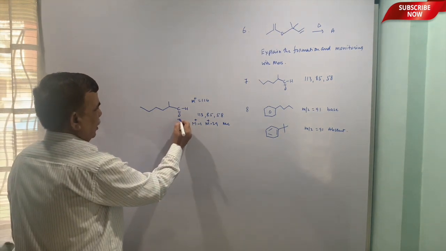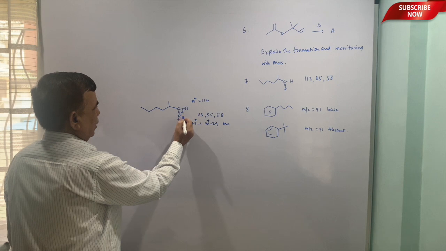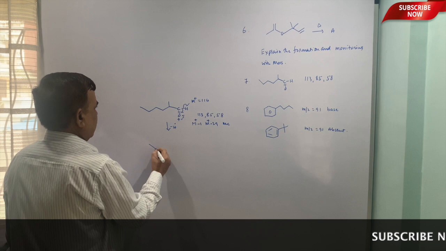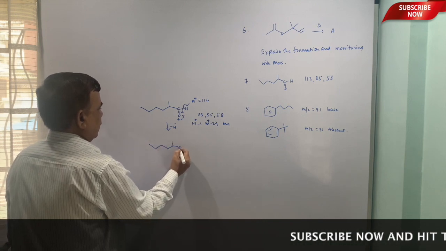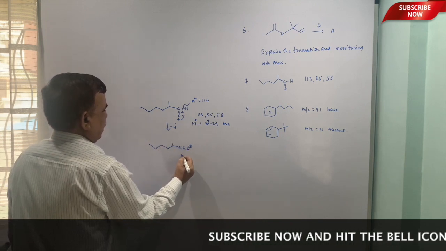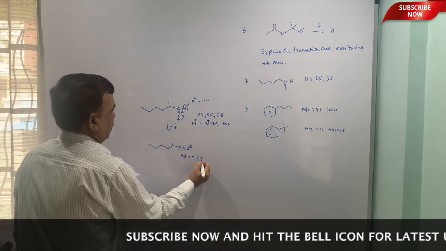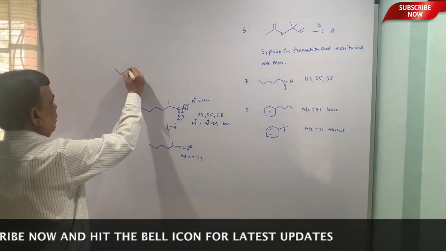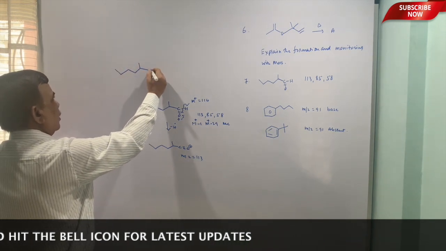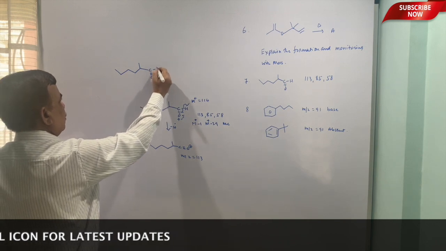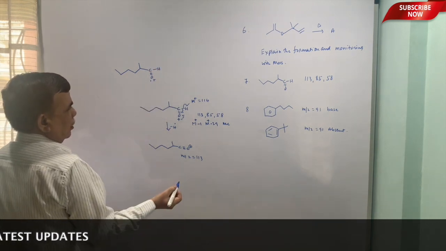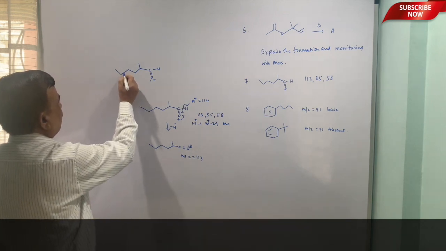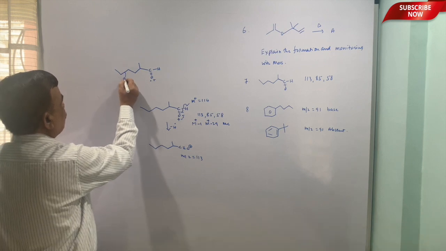So, let me put radical cation here. The easiest thing is to lose hydrogen radical, and you can get the first peak, that is M by Z is equal to 113. Okay. The second peak is because of the loss of 29. So, loss of 29 I will show this way.